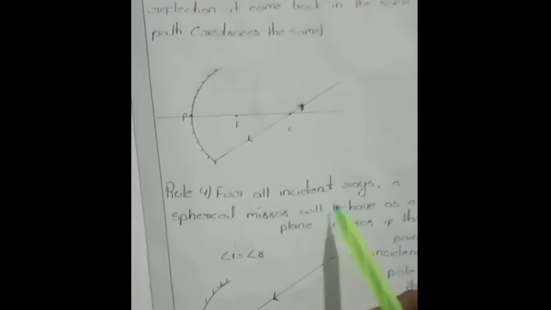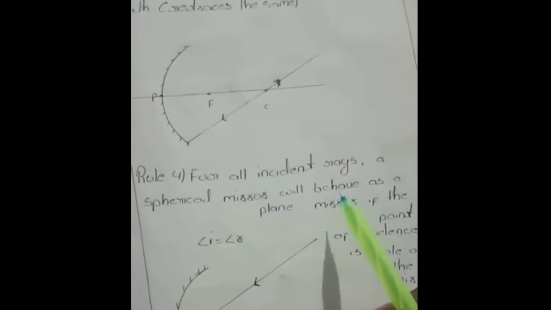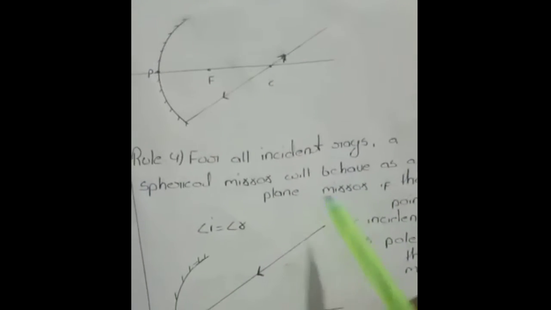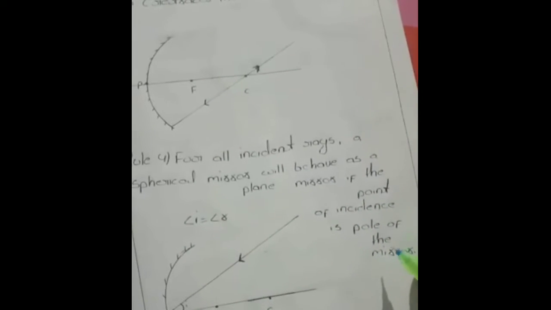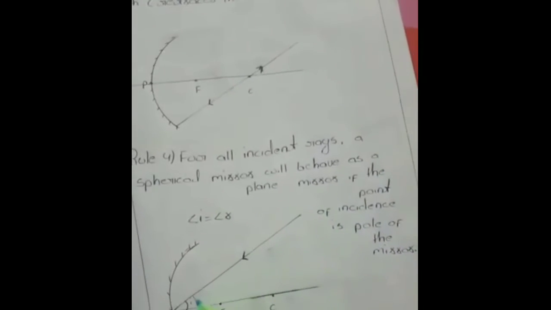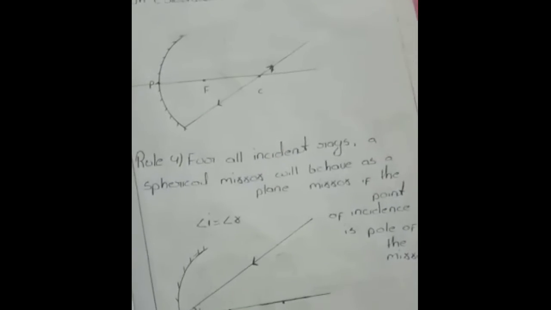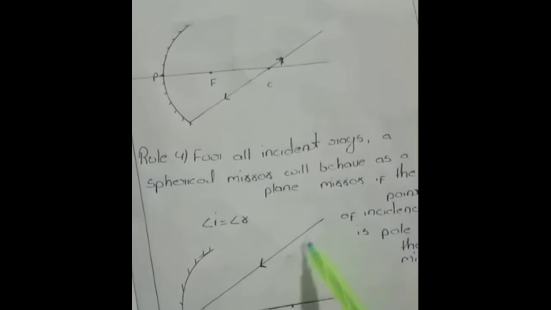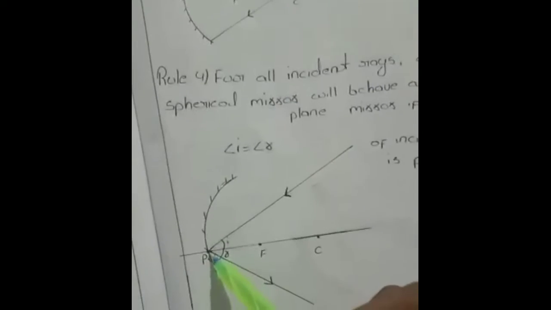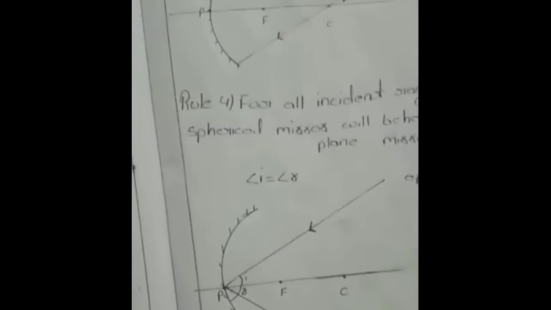Rule 4: for all incident rays, a spherical mirror behaves as a plane mirror. If the point of incidence is the pole of the mirror, the incident ray behaves as with a plane mirror. Friends, the incident ray reflects, and the reflected ray follows the laws of reflection.